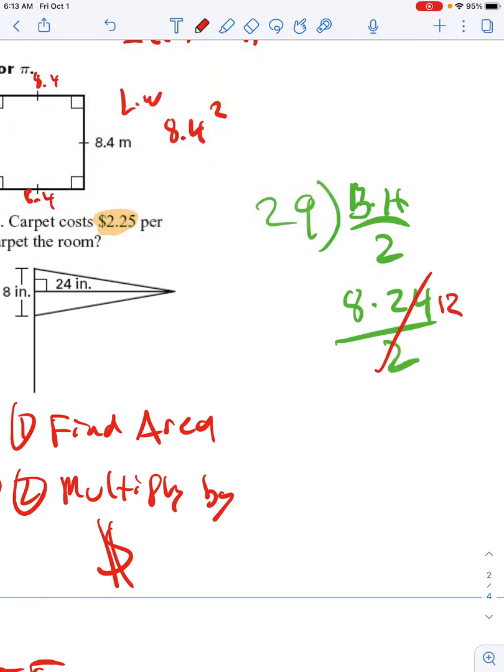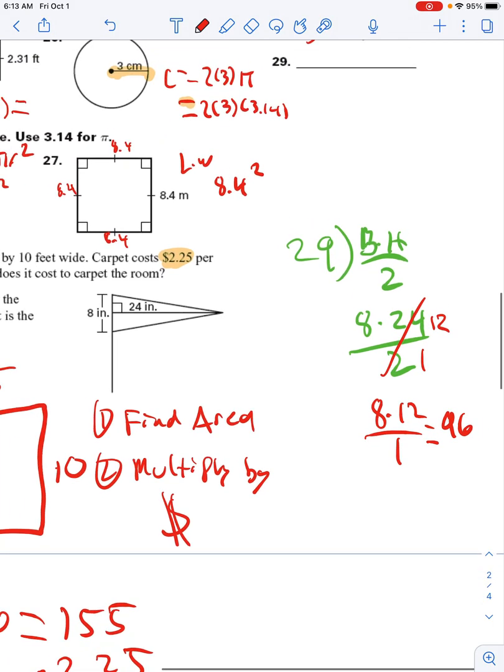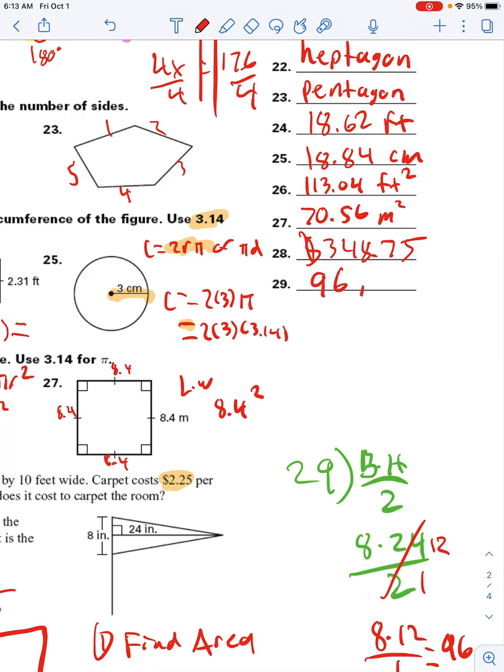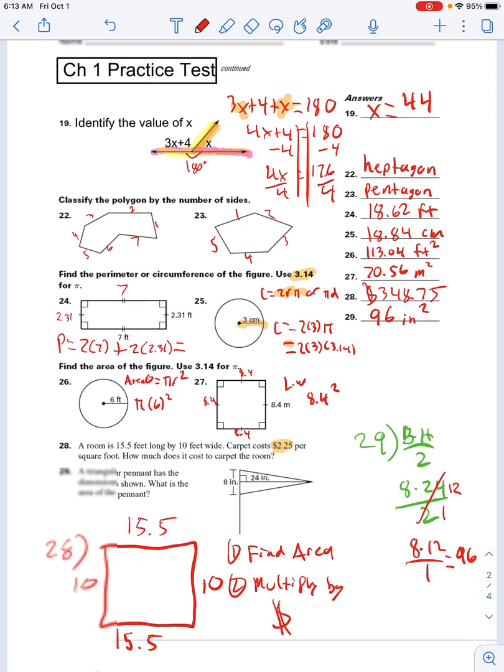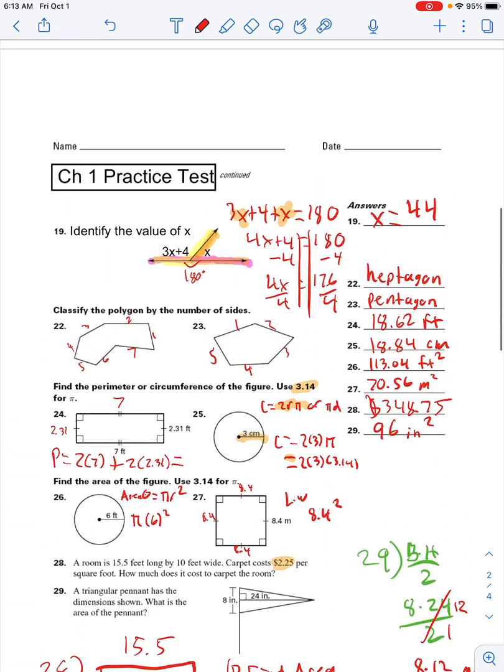I can simplify this right here and call this a 12, and this is a 1. So I'm just left with 8 times 12, which is 96. So my area is going to be 96 inches squared.